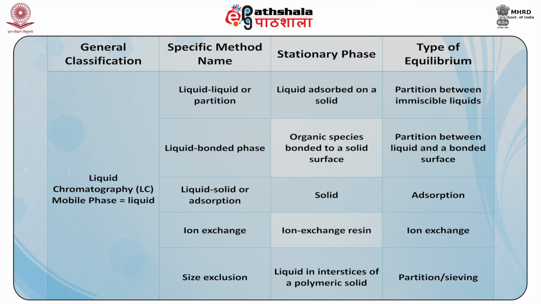The third type is liquid solid or adsorption, where the stationary phase is a solid and the type of equilibrium attained is adsorption. Next is ion exchange, wherein the stationary phase is an ion exchange resin and the type of equilibrium is attained by ion exchange. Next is size exclusion, wherein the stationary phase is liquid in interstices of a polymeric solid and the type of equilibrium attained is by partition or sieving.